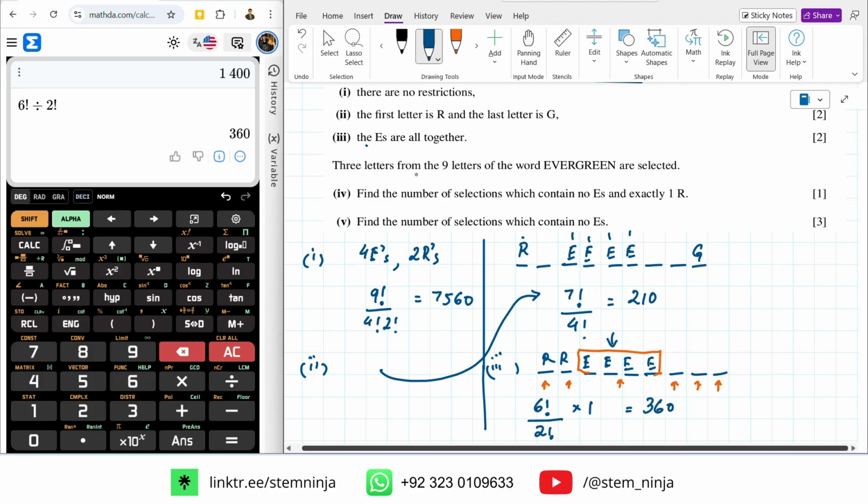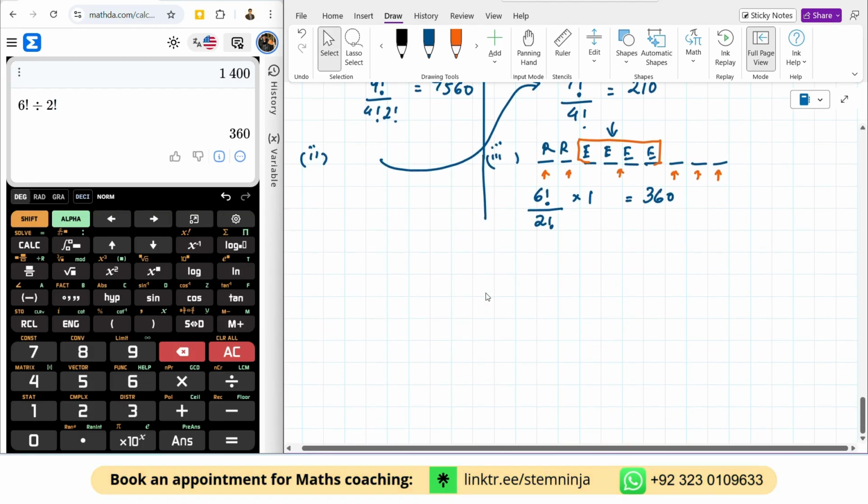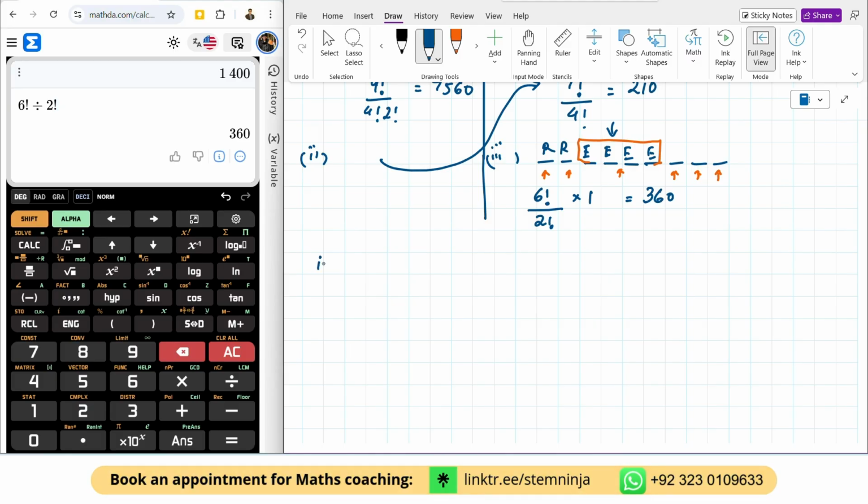Right. 3 letters from the 9 letters of the word evergreen are selected. Selected, not arranged. Find the number of selections which contain no E's and exactly one R. So first off, we need to see what will be the letters left. So evergreen.